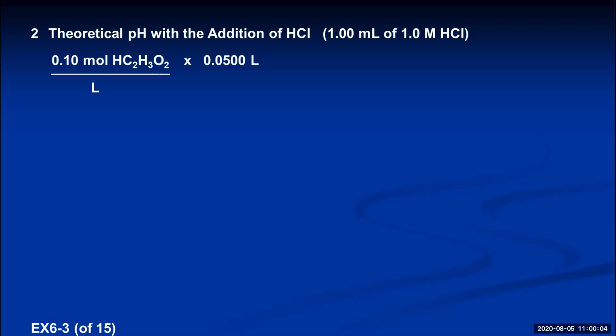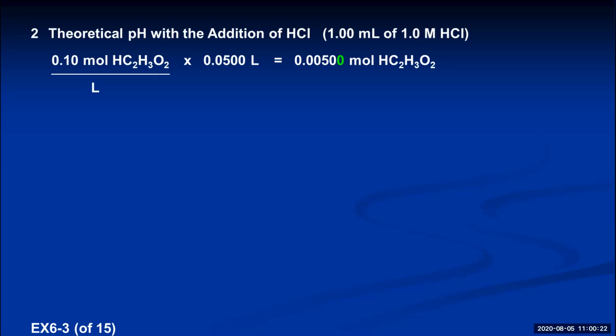So the solution we prepared here in part A is 0.10 molar acetic acid. We made 50 milliliters of it. So if I multiply its molarity times the volume of 0.0500 liters, that means I'm going to have 0.0050 moles of acetic acid in the solution.